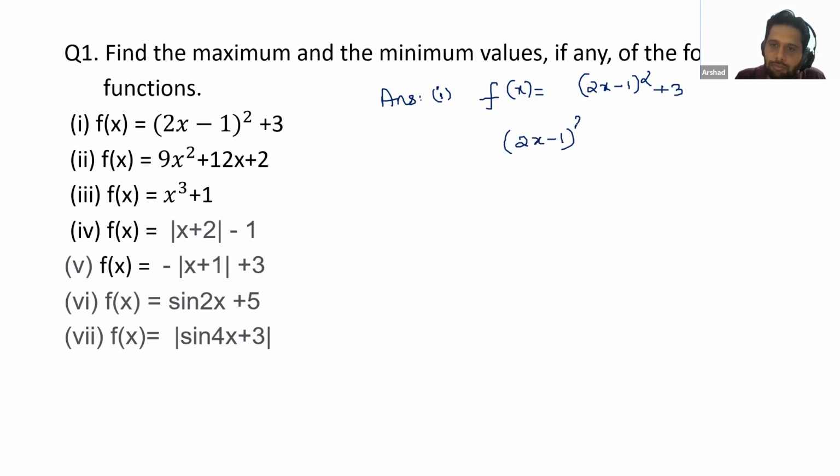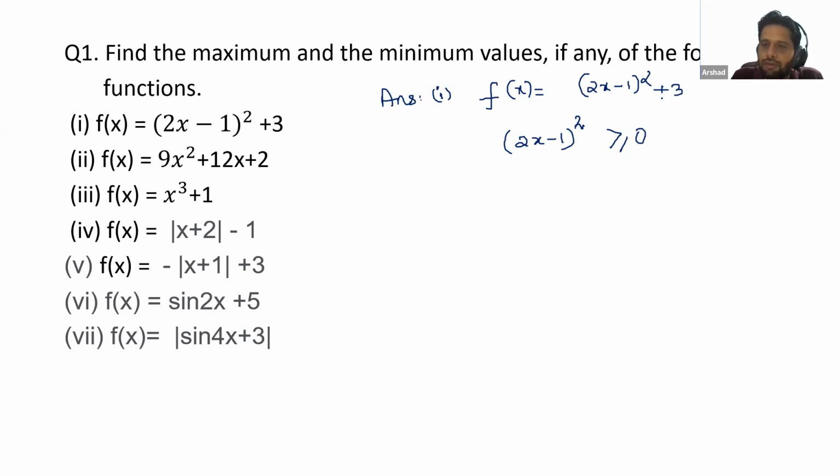Anyone can tell me this one, (2x minus 1) whole square. Always greater than or equal to 0, sir. Very good. I hope this is clear to everyone, because this is a square, so this can't be negative. That's why this is greater than 0, but this can be 0. Therefore, we will write greater than or equal to 0.